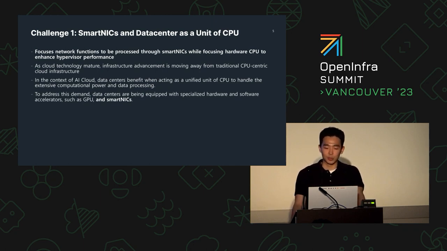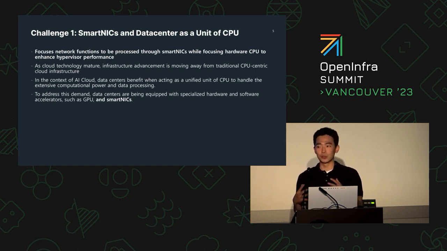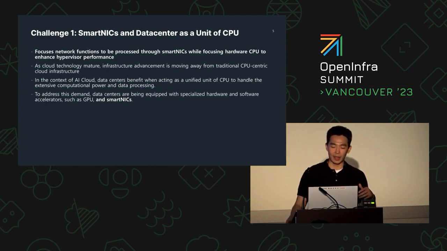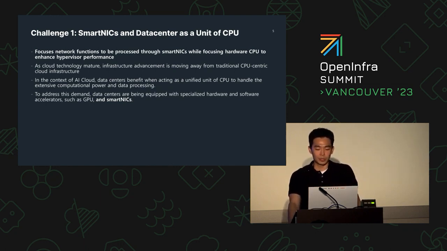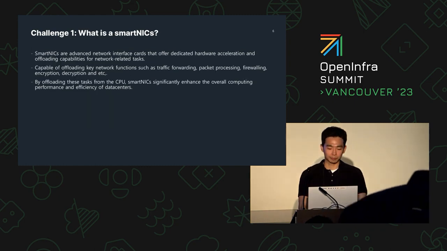And as cloud technology is maturing, infrastructure advancement is moving away from traditional CPU-centric cloud infrastructure. So it needs more advancements in various ways. In this context, especially in AI cloud, data centers benefit when acting as a unit of a CPU. To do so, you need to allow the CPUs and networks to function in a different way so that they're optimized to their best capabilities as possible. To address these demands, a lot of companies are equipping data centers with specialized hardware accelerators such as GPUs, SmartNICs and ASICs as well. But today we'll be specifically talking about SmartNICs.